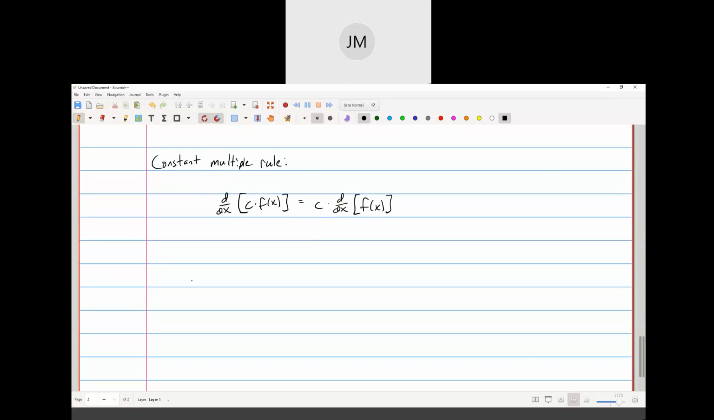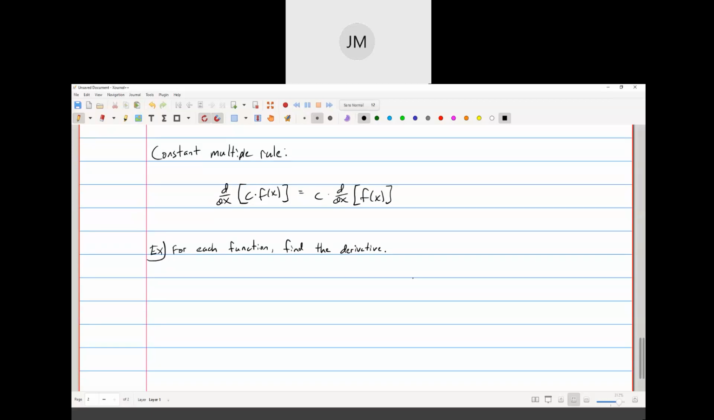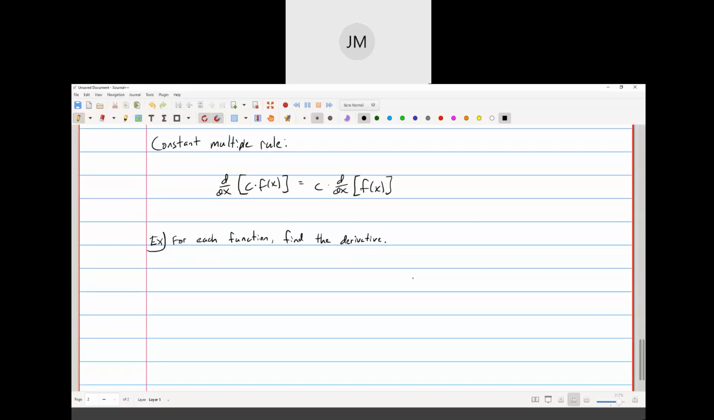Okay, let me give you some examples now that combine these together. All right, so for each function, we want to find the derivative. So I'm going to give a couple different functions here. Here's my first function, and here's my second function.